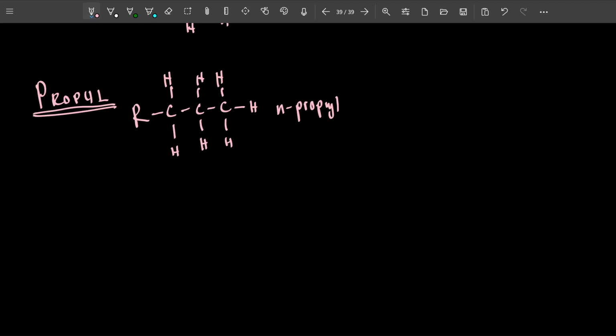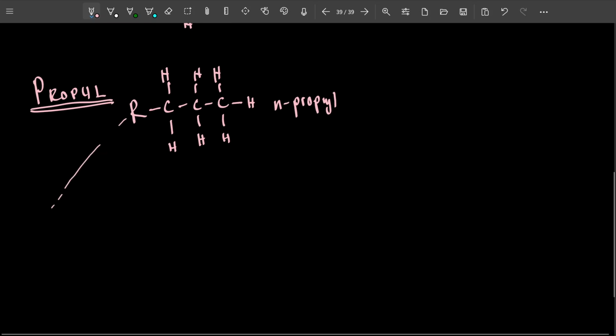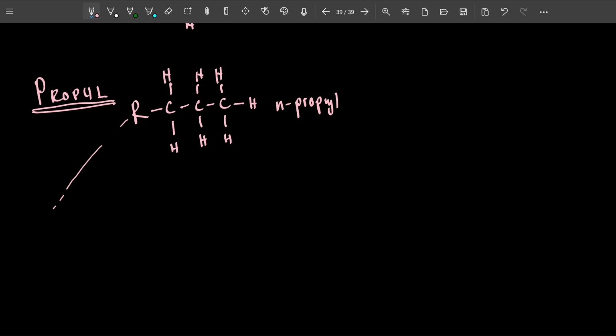So I would put R. This is where you are going to attach to something long. And this something long will continue here and continue, and this guy would just be attached. That's how it is. Now, this is how it goes.